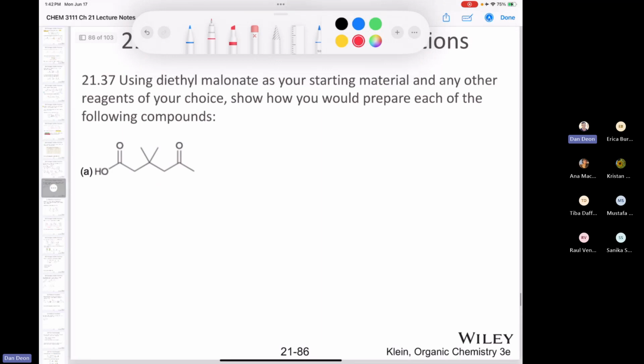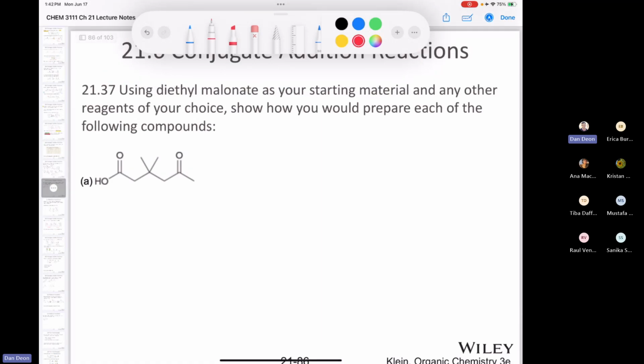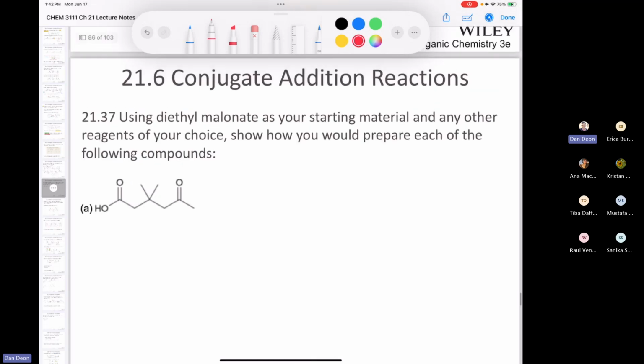Okay, so now let's say you had this compound here, and it says using diethylmalonate as your starting material and any other reagents of your choice, show how you would prepare each of the following compounds. So diethylmalonate, if you've forgotten, is this compound, diethyl malonate, and we know that we can make a Michael donor by treating it with sodium methoxide, right? We'd end up with a Michael donor.